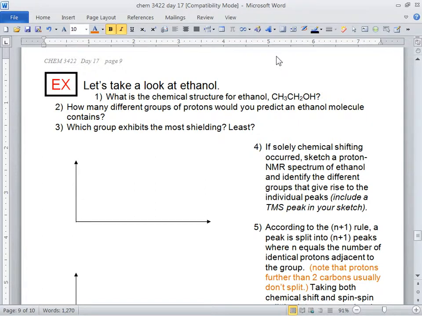So there's the chemical structure of ethanol. I kind of answered my own question here. How many different groups would you say, Brandy, are in an ethanol molecule? How many different groups of protons with their chemical environments? 3. Everybody agree? Yeah, I'd say there's 3. I agree with that. Which group, of those 3 groups, Melissa, which group would you believe exhibits the most shielding?